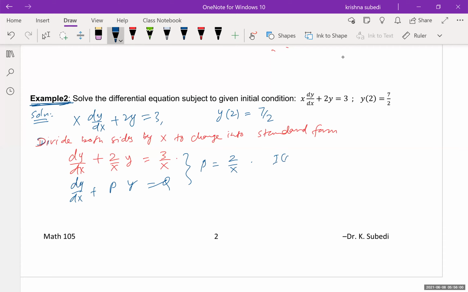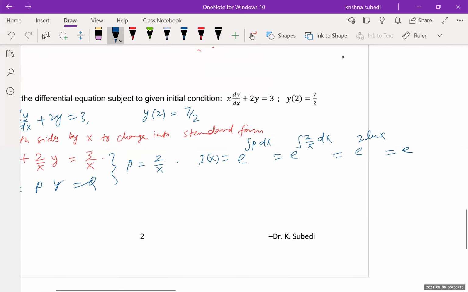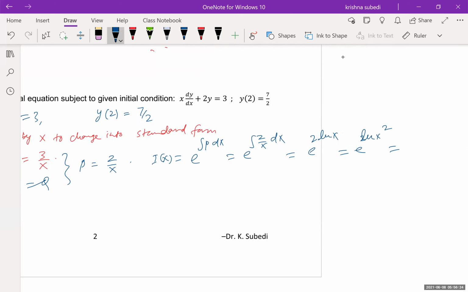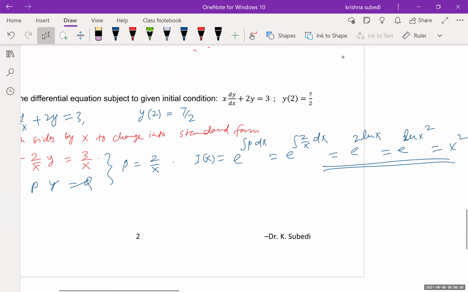So your integrating factor is going to be e raised to the power integral of p dx, which is e to the integral of 2 over x dx. So that's going to give me e to the 2 ln x, which can be written as e to the ln x squared. Remember the formula, okay? e to the ln x squared, which means you can write x squared. This is the high school part. So the integrating factor is x squared.